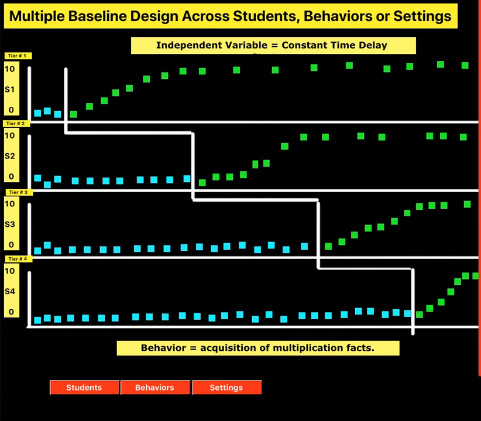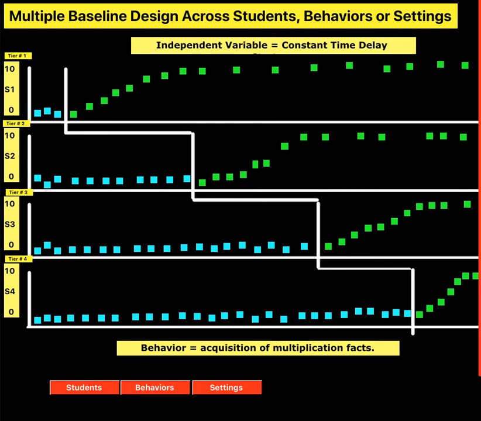And the same with tier 3. There was a time lag. And only when we intervened in tier 3 did the data move in a therapeutic direction. And the same in tier 4. So this is a classic multiple baseline design across students.